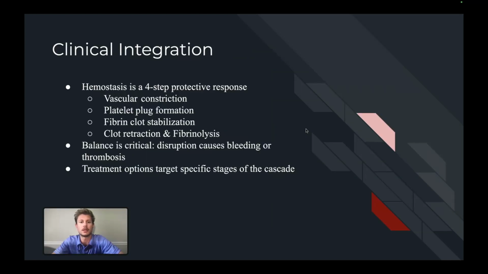So, to summarize, hemostasis occurs in 4 coordinated steps. 1. Vascular constriction. 2. The platelet plug formation. 3. The fibrin clot stabilization. And finally, 4. The clot retraction and fibrinolysis. Thrombin plays a crucial role in the formation and regulation of clots. Vitamin K, natural anticoagulants, and clinical inhibitors all play key roles in maintaining balance. Disruptions in this system can lead to life-threatening bleeding or dangerous thrombosis.